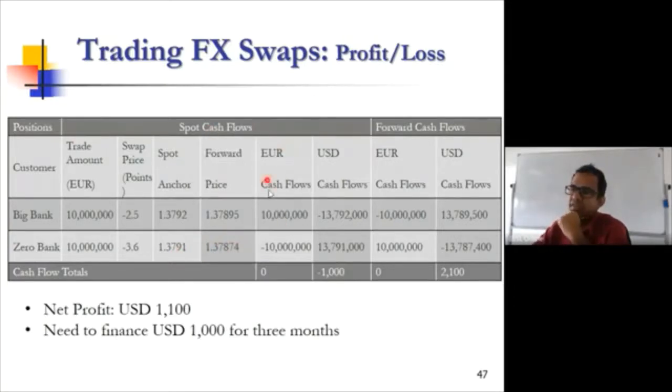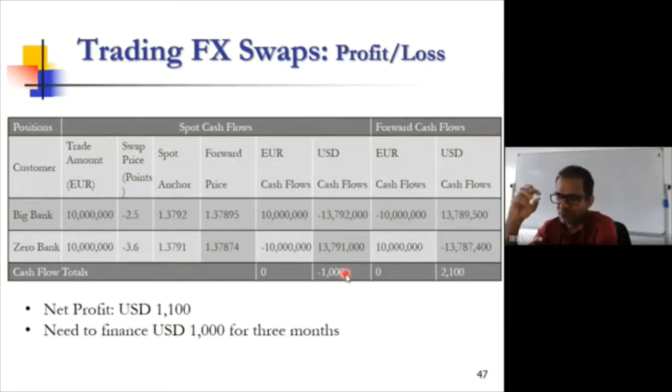Cash flows. What is the euro cash flow? This is a buy sell transaction, the first one. ABC Bank receives 10 million euros while paying $13,792,000. In the second transaction on the spot date, ABC Bank sells euro 10 million while receiving only $13,791,000.